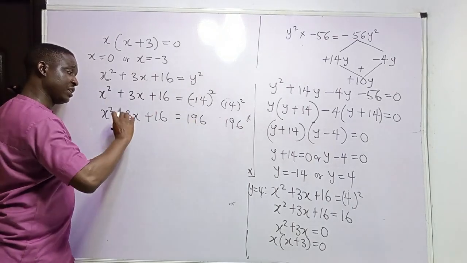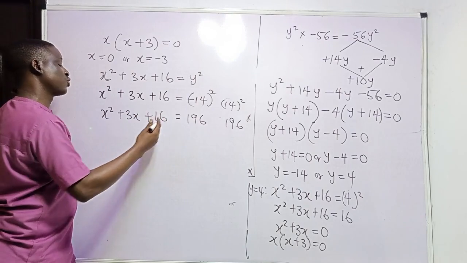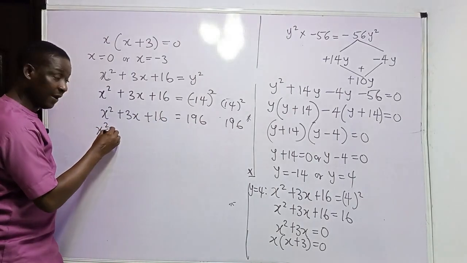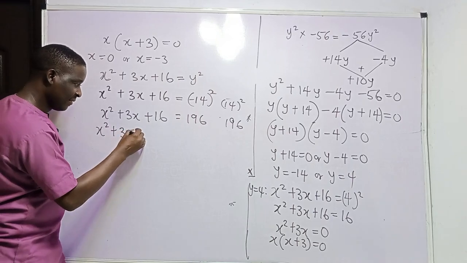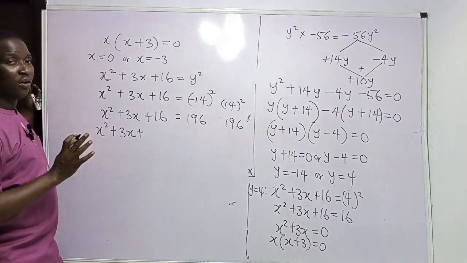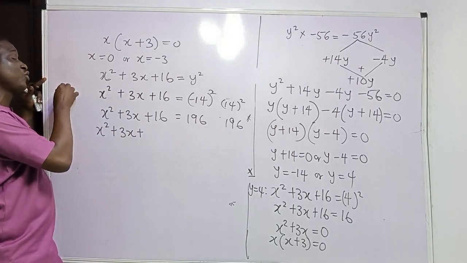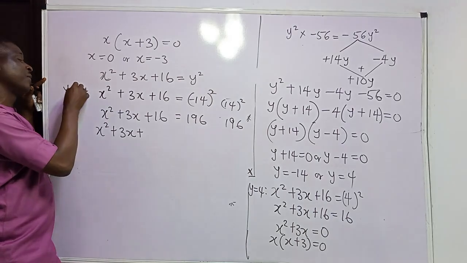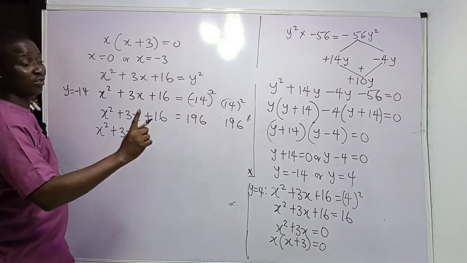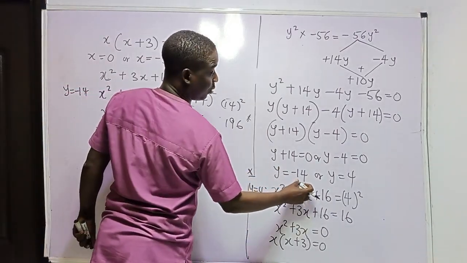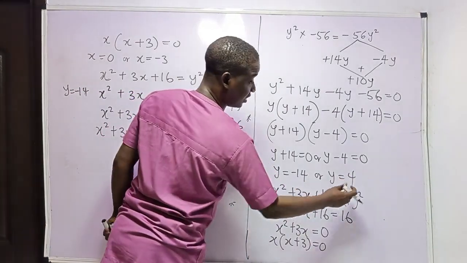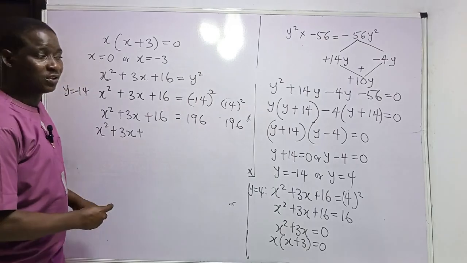Now, if you bring this, you will subtract what? 196 on both sides. I would have x squared plus 3x plus. Now, what we are trying to get, don't forget that we have made use of y equal to minus 14. For the second answer, you know we have two values of y. One is minus 14. One is what? 4. But that is not our answer.